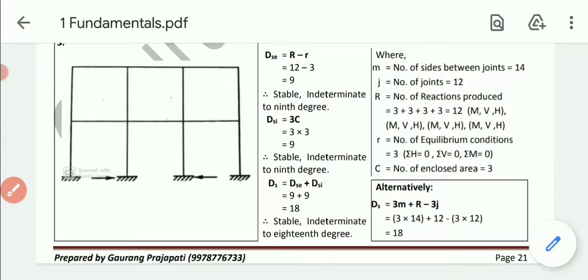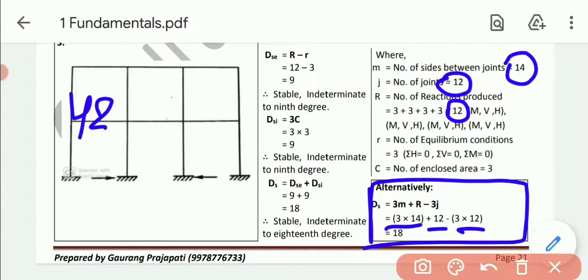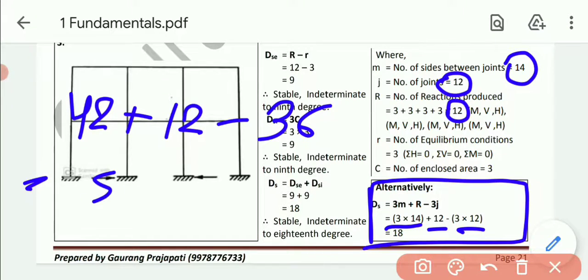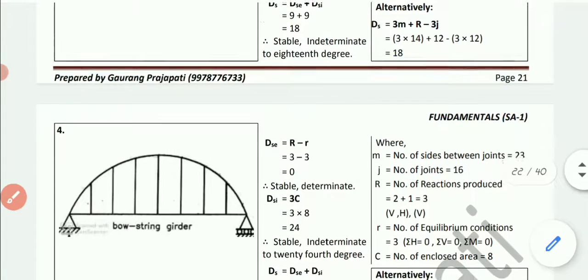Okay, now alternatively I want to use this formula. So 3m, m stands for, as we have calculated, 14, so 3 times 14 plus r, that is 12, minus 3 times j, j stands for 12. So 3 into 14, 42, plus 12, minus 3 times 12, that is 36. So alternatively 54 minus 36, answer comes 18. You can see we have got 18 over here also. Okay, so moving forward, next sum.